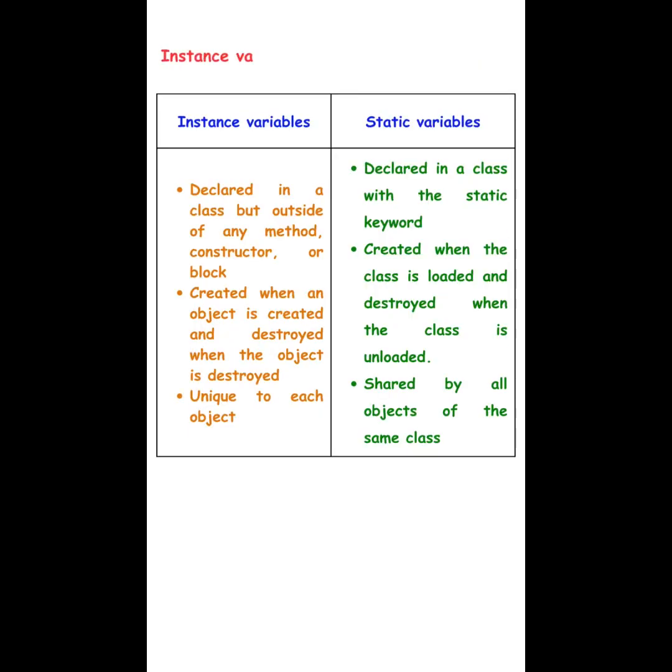Instance variables versus static variables. Instance variables are declared in a class but outside of any method, constructor, or block. They are created when an object is created and destroyed when the object is destroyed. It is unique to each object.